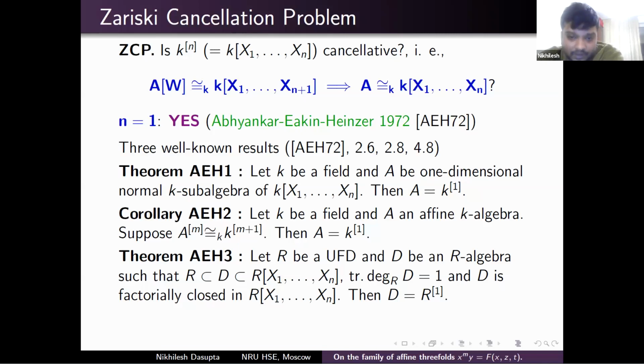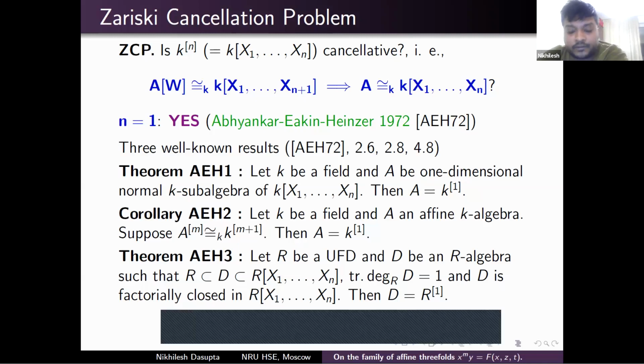Suppose some of you are familiar with local nilpotent derivations. If I am taking a UFD R and looking at a local nilpotent derivation over R[x,y], we know that the kernel will have transcendence degree 1, and the kernel is factorially closed. So this also gives a proof that the kernel will be of the form R[f].